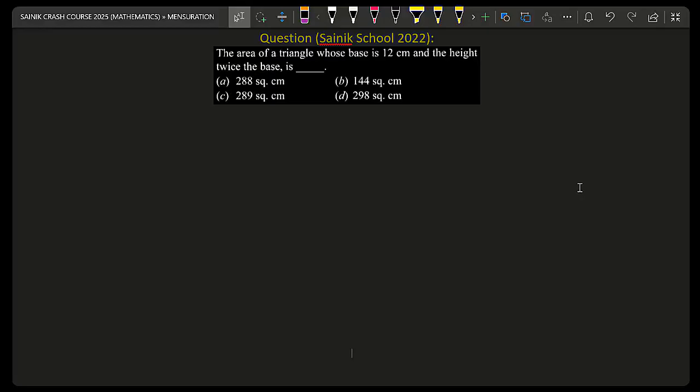What do you mean by twice? So 2 times. Okay, there is a triangle and base is given 12 centimeters. Height is twice the base. What is twice 12? So 24. So you can write 24. And now they're asking the area. What is the area of the triangle we said? So half into base into height. Half into base into corresponding height. Okay, you should use that word corresponding.